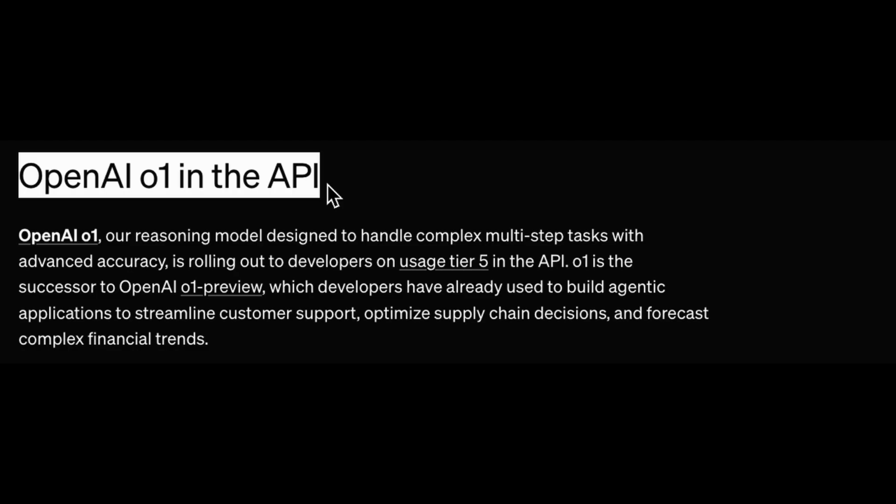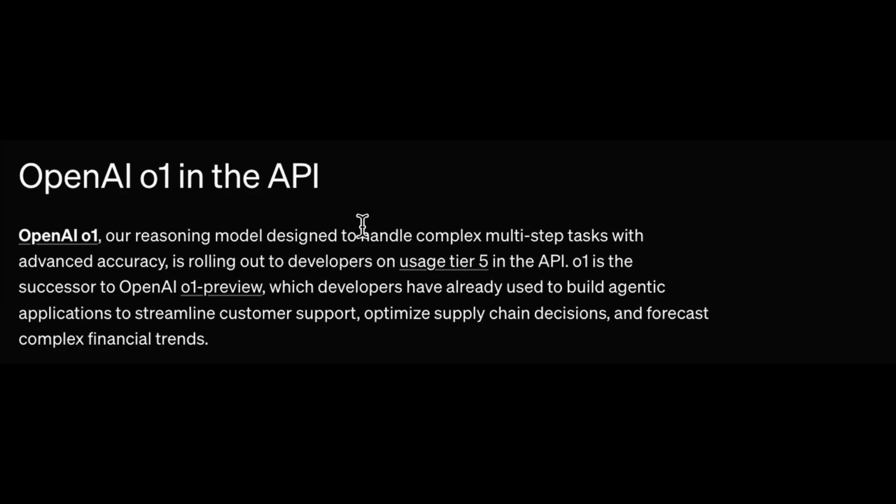The O1 model, along with O1 Mini and O1 Preview, is now available as the primary model in the API. The O1 model is designed for advanced reasoning tasks and comes with good vision capabilities. This means that now you can send a text prompt along with an image, either a URL or a file, and the model will process both and give you a relevant response.